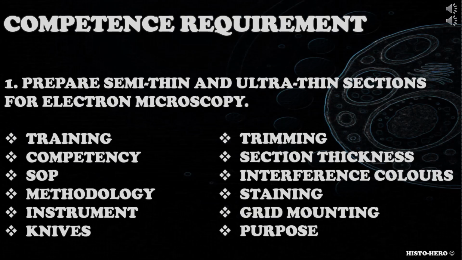The first competence requirement is prepare semi-thin and ultra-thin sections for electron microscopy. Candidates should be able to prepare sections for EM. Can the candidate prepare semi-thin and ultra-thin sections for EM? Do they take the correct steps when preparing those sections?